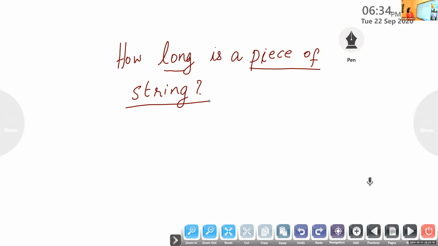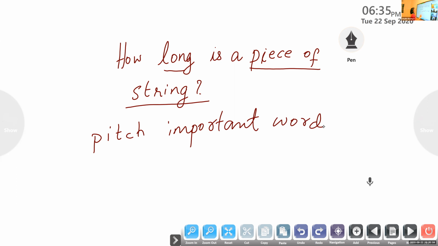All right. How long is a piece of string? Is a piece of string. Now I told you we need to pitch an important word or phrases. So how is it possible to pitch an important word? How many of you have observed car driving?